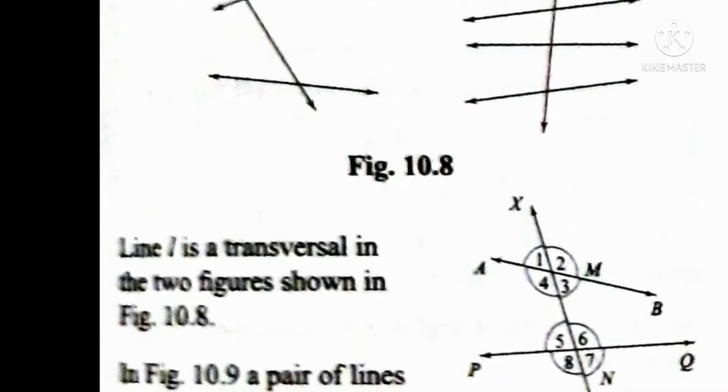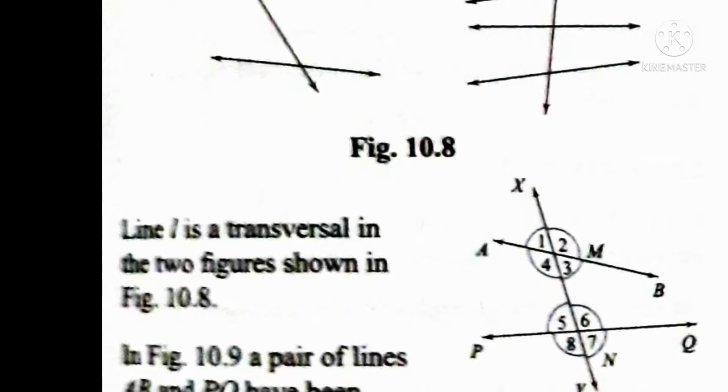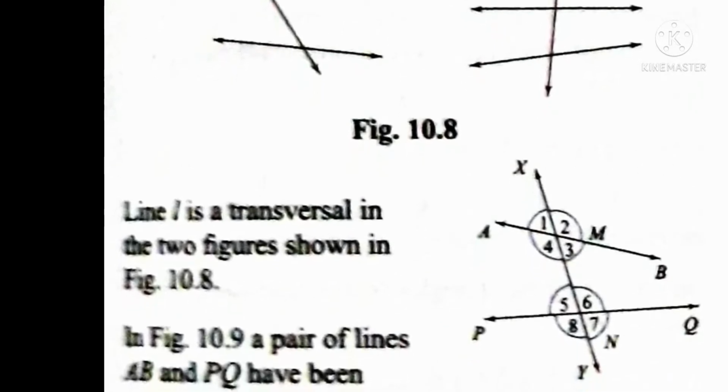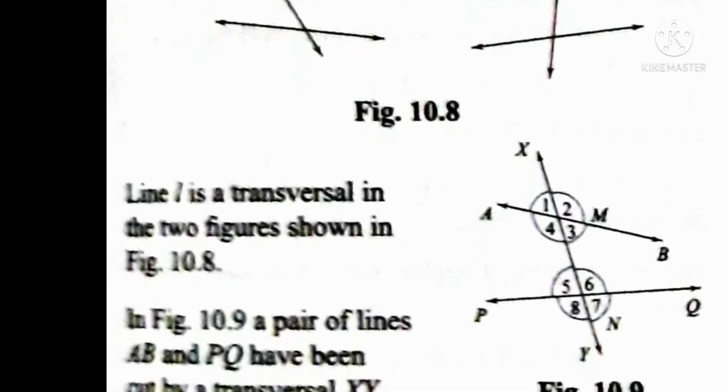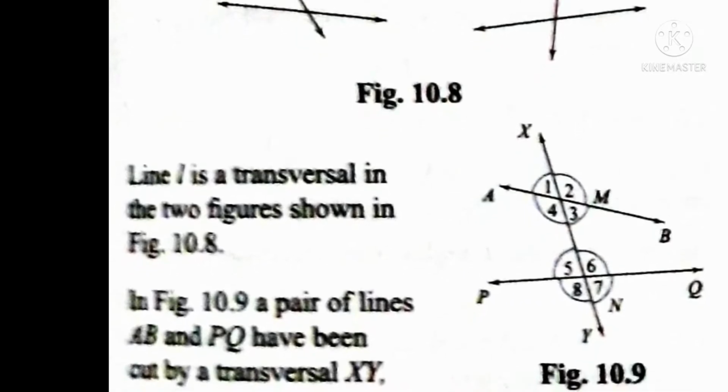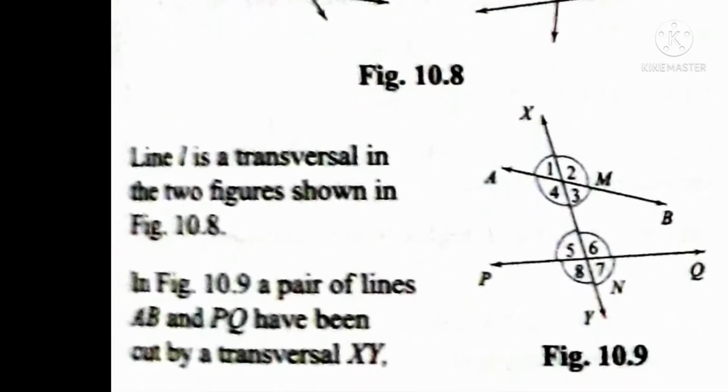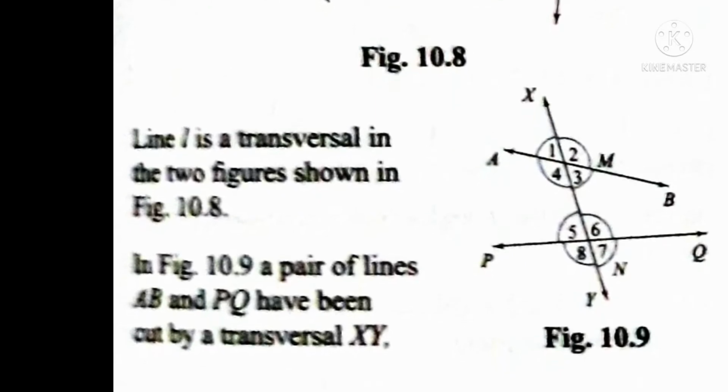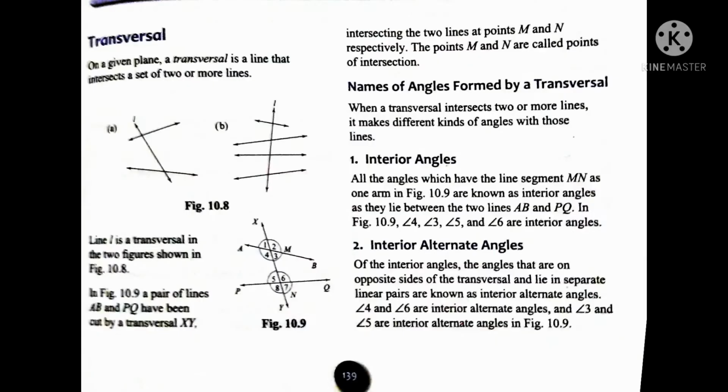So you can see in figure 10.9, X is a line which intersects AB and PQ. So here you can see angle 1, angle 2, angle 3, 4, 5, 6, 7 and 8. These eight angles are formed. So there are different names for different types of angles. Like here you can see angles 4, 3, 5 and 6. They are called interior angles. And the exterior angles are angles 1, 2, 8 and 7.